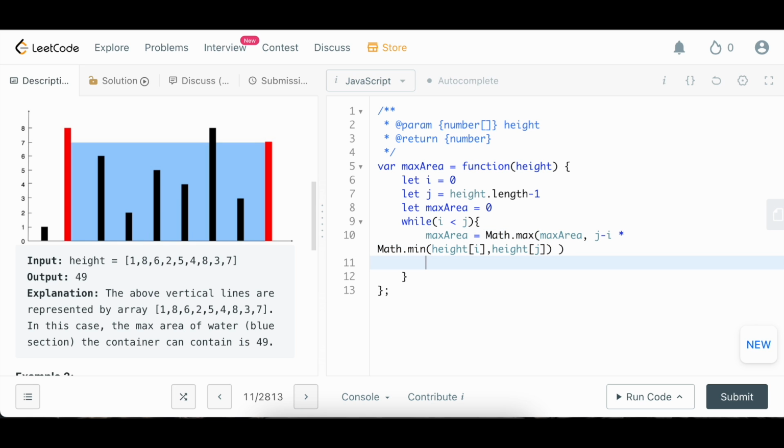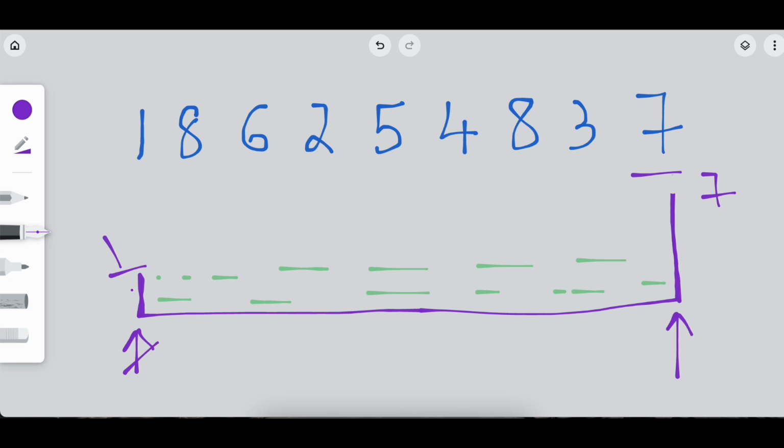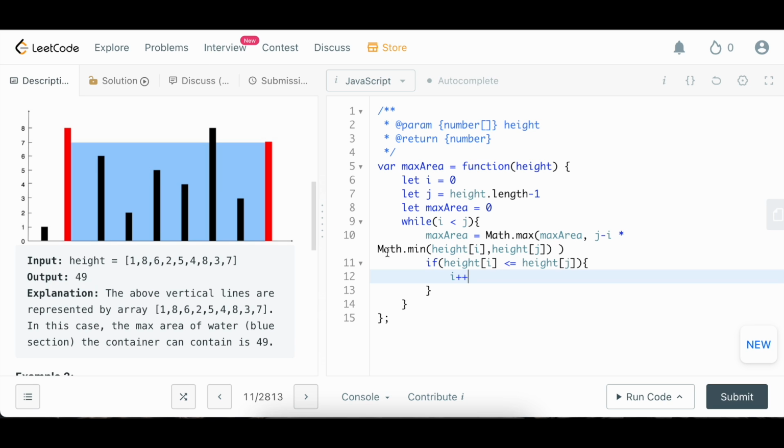And now how do I move my i pointer or j pointer? If my height at the left vertical line is less than or equal to the height at the right vertical line, in this case I'll move my i pointer. Since my height at the left pointer is less than the right pointer, I'll try to increase my i pointer in the hope that I can get a height that is greater than this value. So it would be more beneficial for me that way. If this is not the case, I'll just move my j pointer by decreasing the j value, and then finally I'll return whatever the maximum area is that I will have here.